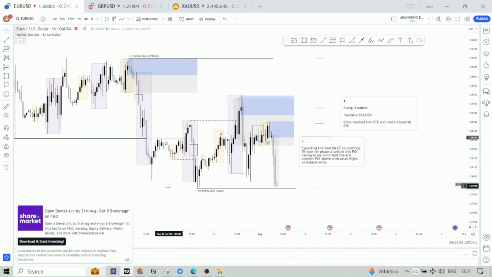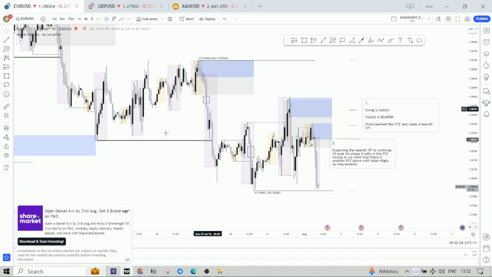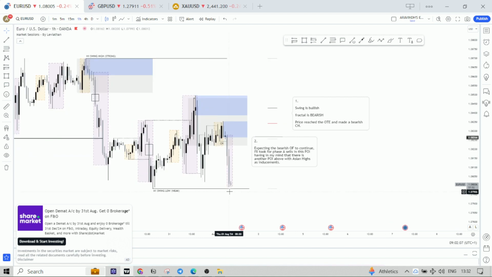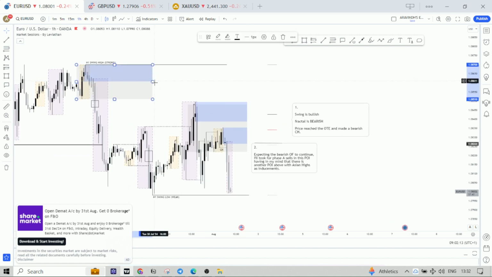I modified my swing structure. Earlier this was my swing boss, but I just modified my swing boss from here to here. So this would be my swing boss, and this would be my swing low, which is yet to be taken. But still, price didn't mitigate this overall supply, within which we have the H1 supply. So it is what it is.